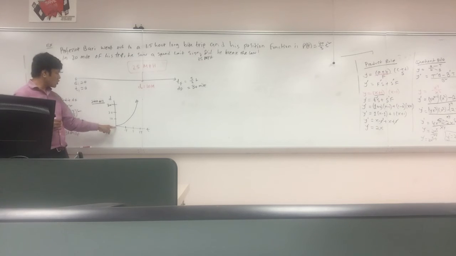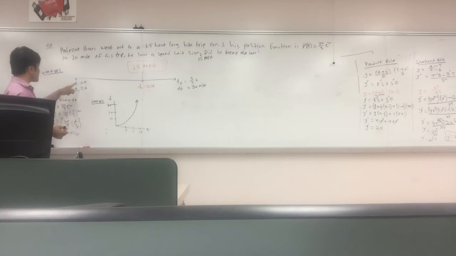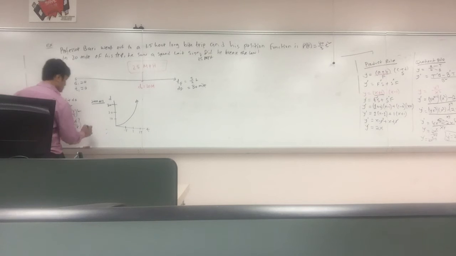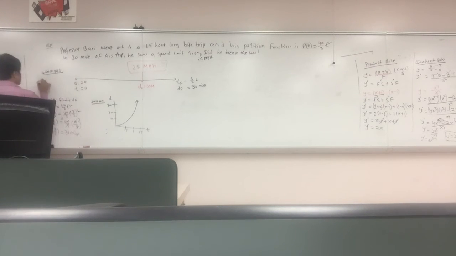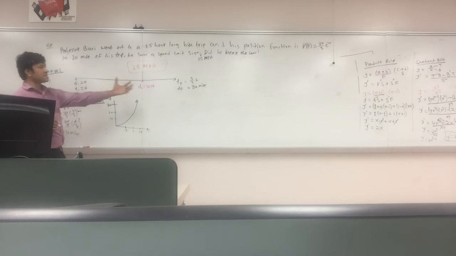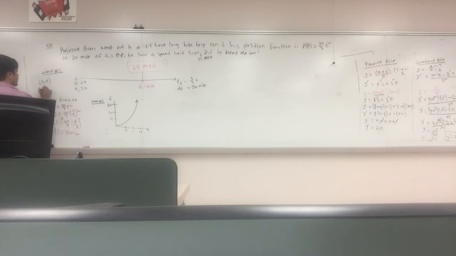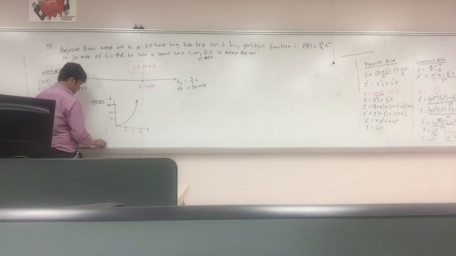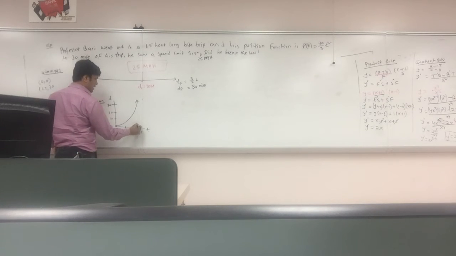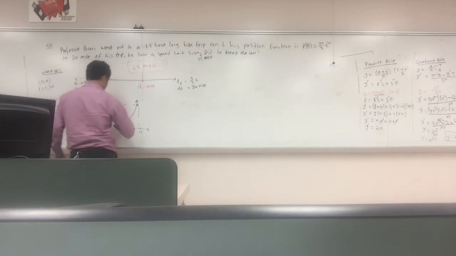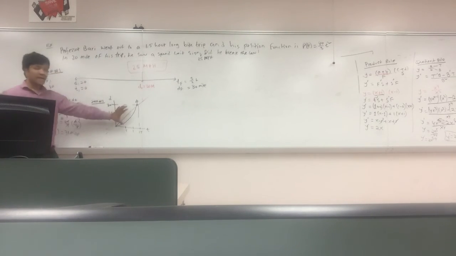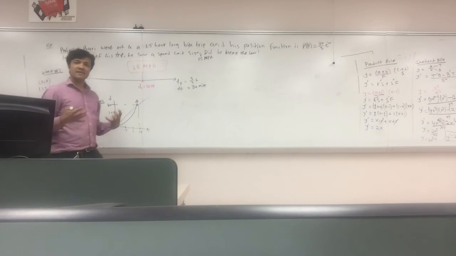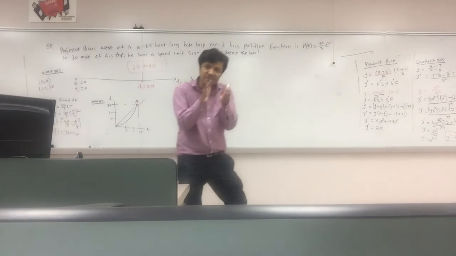Okay, so we have 2 points. One is 0, 0, and the other is 1.5, 30. So 0, 0 is right here, and the other is right here. So we're going to draw a line. And the slope of this line is going to tell us his average speed.